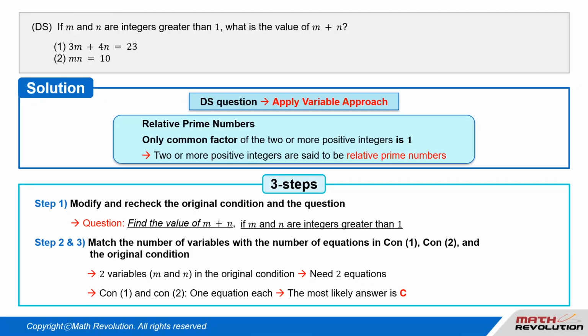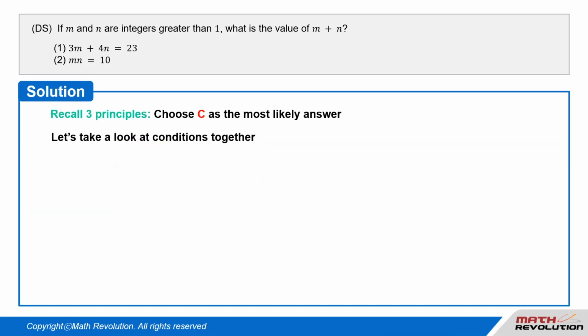From the original condition, we have 2 variables, m and n. To match the number of variables with the number of equations, we need 2 more equations. Since conditions 1 and 2 will provide 1 equation each, C would most likely be the answer. We'll call 3 principles and choose C as the most likely answer. Let's take a look at conditions 1 and 2 together.